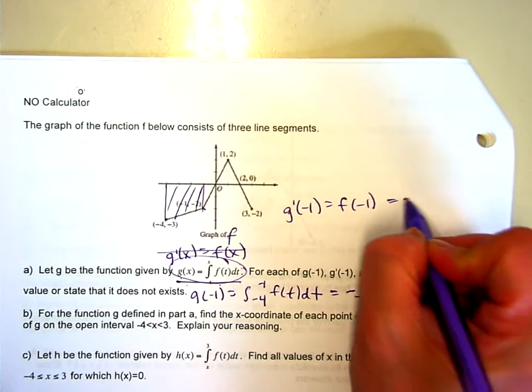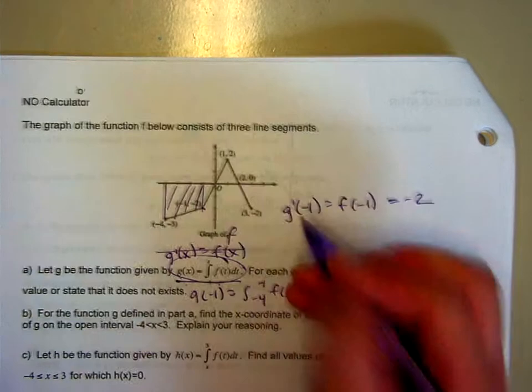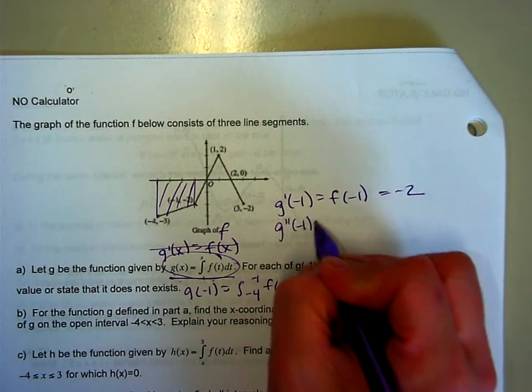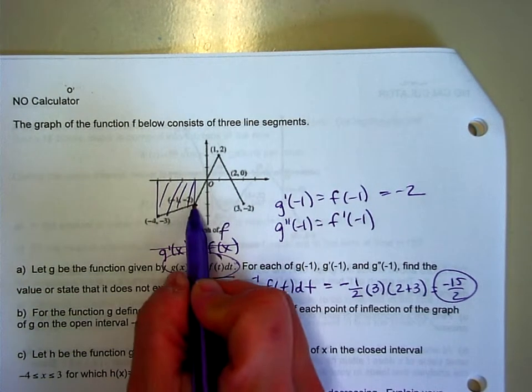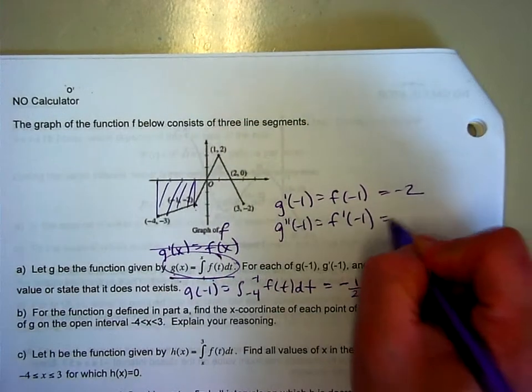is given as -2. g double prime of -1 would then be the slope of f at -1. I notice at -1 there's a corner, so the slope of this graph does not exist.